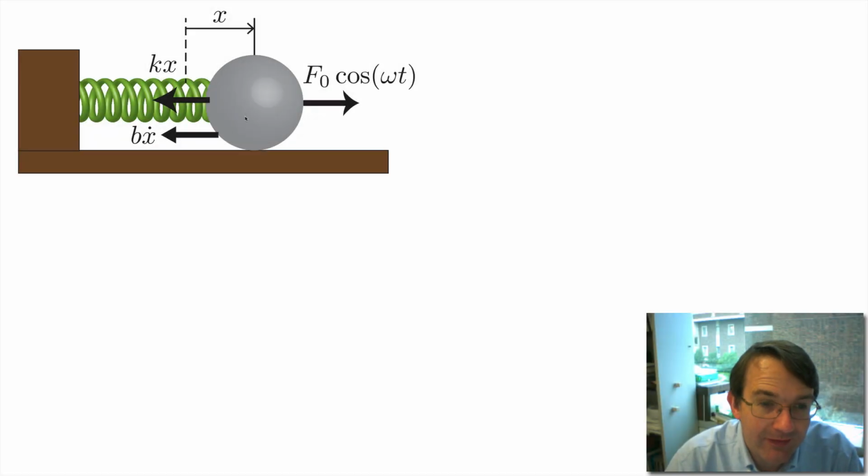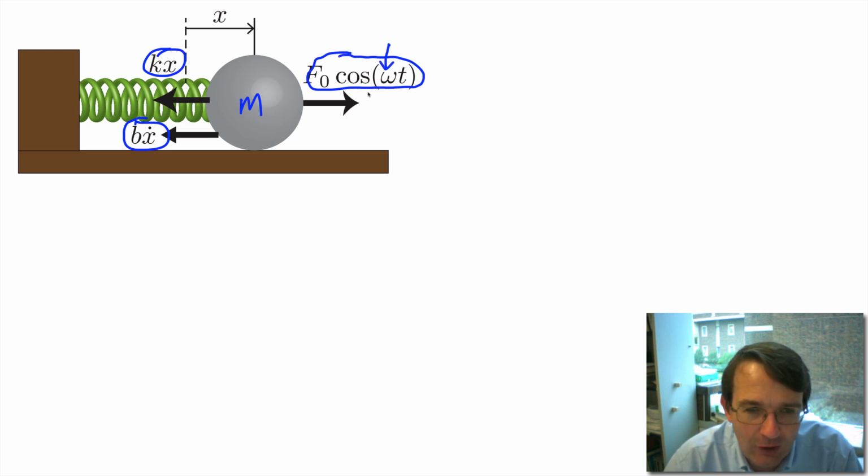So here we have the same system we've seen before. We've got a mass m on the end of a spring. We've got a force due to Hooke's law that's proportional to the extension. We've got a force that damps the system that's proportional and opposite to the velocity. And now we have this new oscillating force that oscillates with a frequency omega.